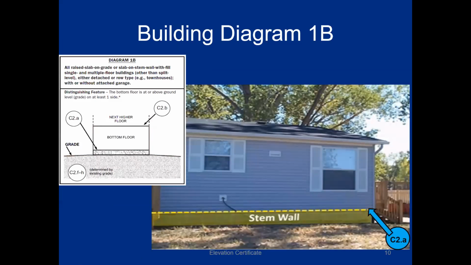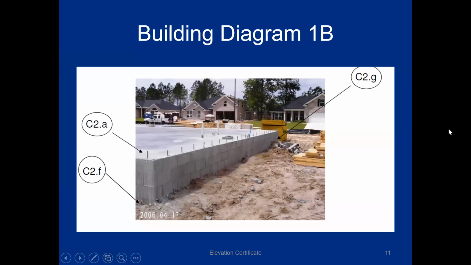1B, I do see these now and again. 1B is also, you have no basement here, and the distinguishing feature is the bottom floor is at or above ground level on at least one side. The diagram shows a structure that is above on all sides, but for this diagram, it's at or above on at least one side. So building diagram 1B. And here's what it might look like out in the world. Basically, you have solid concrete walls with a slab poured on fill. You have fill contained inside those walls. So that's an elevated slab within those foundation walls. So there's C2A, which is top of bottom floor. That's an elevated floor.